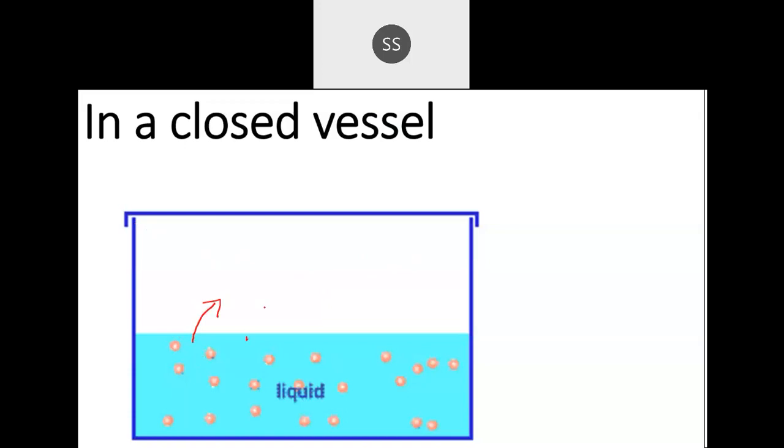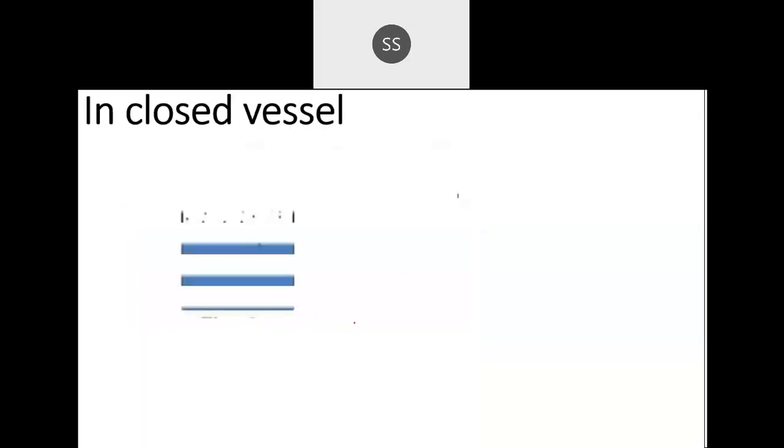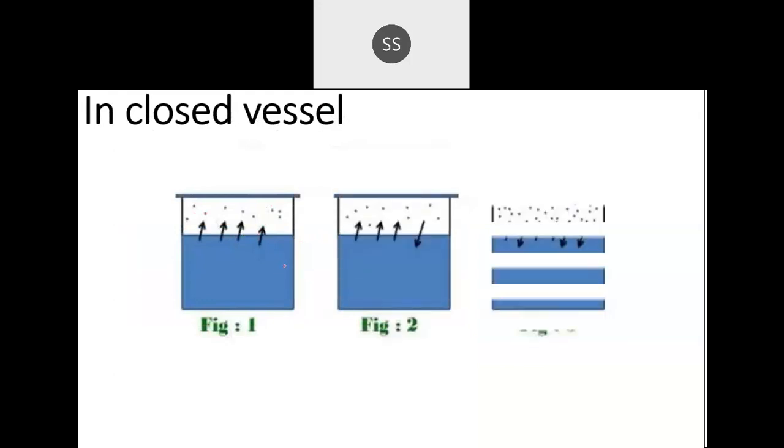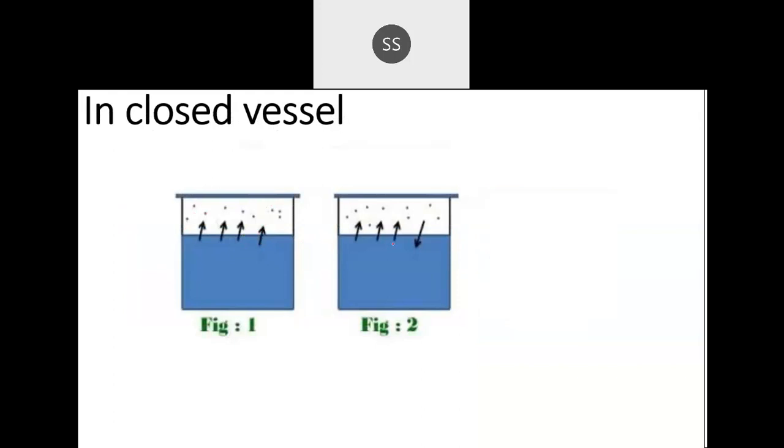Initially the rate will be lower, with fewer molecules, but as time passes you will see that more and more molecules go into the available space. So more vaporization will take place. You can see the picture which I have displayed. Initially the rate is very low, and after some time more molecules go forward because space is available. These molecules go from the liquid state into the gaseous state.